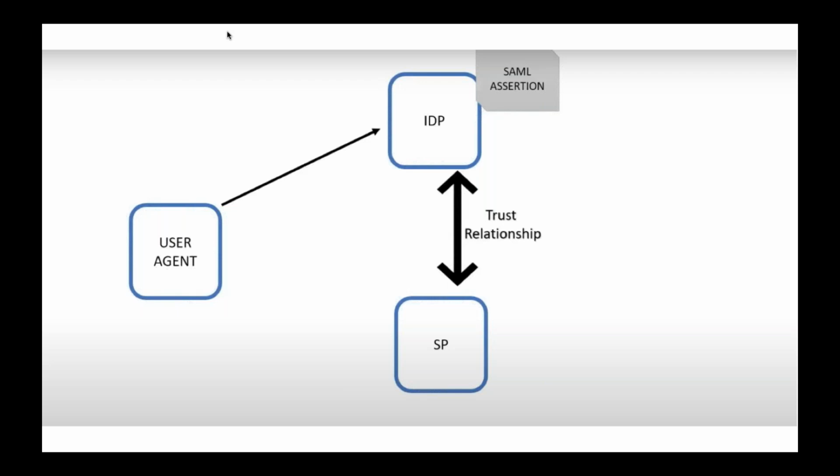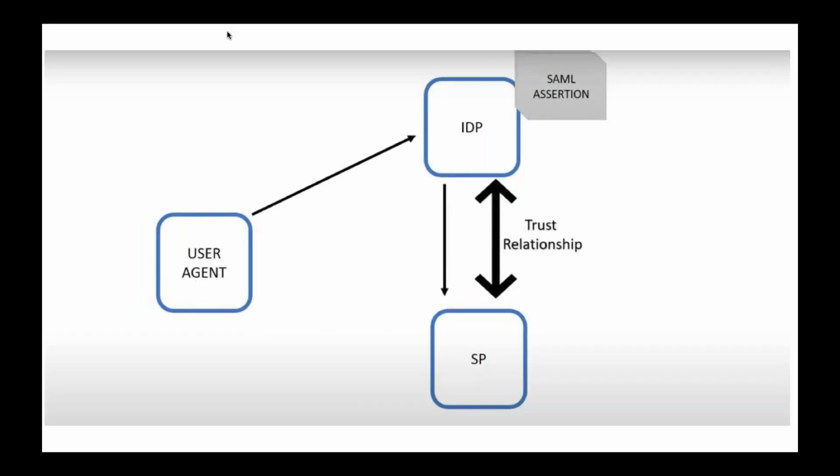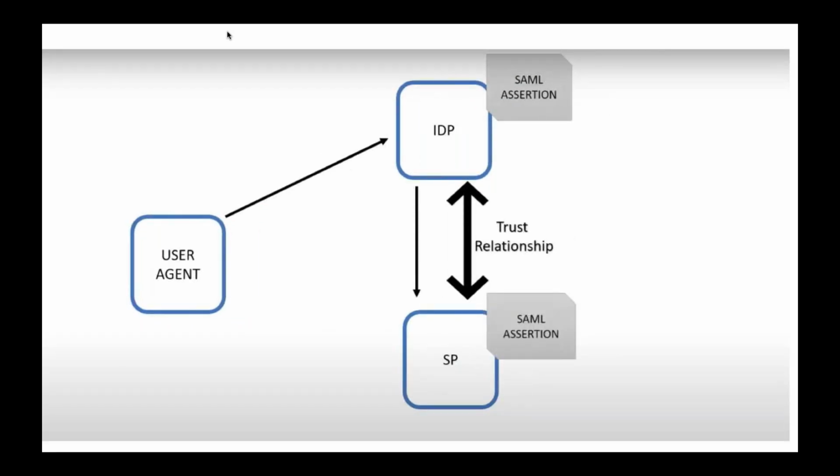What can this IDP do? IDP is going to create one SAML assertion. SAML assertion, Security Assertion Markup Language. SAML is nothing but Security Assertion Markup Language. So this SAML assertion is one single file which has some key value pairs. That relationship is going to be generated with the SAML assertion. That SAML assertion is going to be sent to the service provider, and the relationship is going to be generated with that.